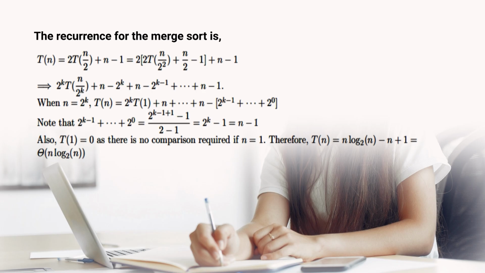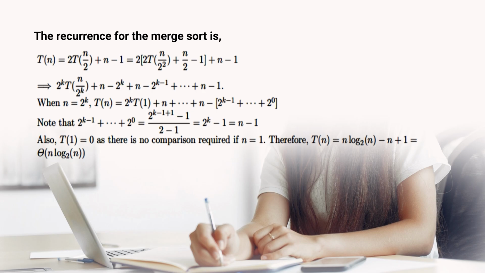So, T(n) = 2T(n/2) + n - 1, and at every step the problem size becomes half. After putting in the value of T(n/2), we can see 2 into T(n/2^2) plus n/2 plus n - 1. And after the kth iteration, what will be the value of k? So, n = 2^k, that means k = log n base 2.